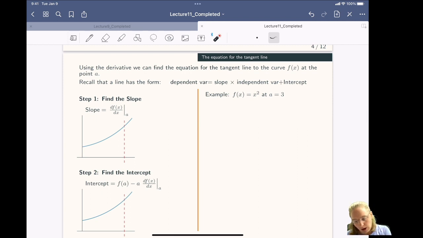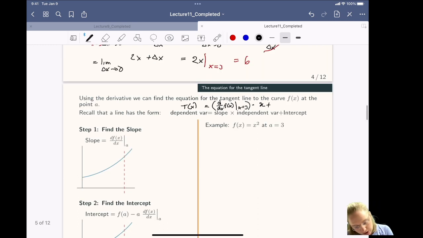So recall that the equation for a line has this form: we have the dependent variable, which in this case is our tangent line, equal to the slope of the tangent line, which is simply the derivative, d by dx of f of x, evaluated at x equals 3, times the independent variable, which in our case is x, plus the intercept. All right, so this intercept is a little bit challenging, and we'll just leave it for a couple seconds from now, where we'll talk about how to actually calculate this intercept.